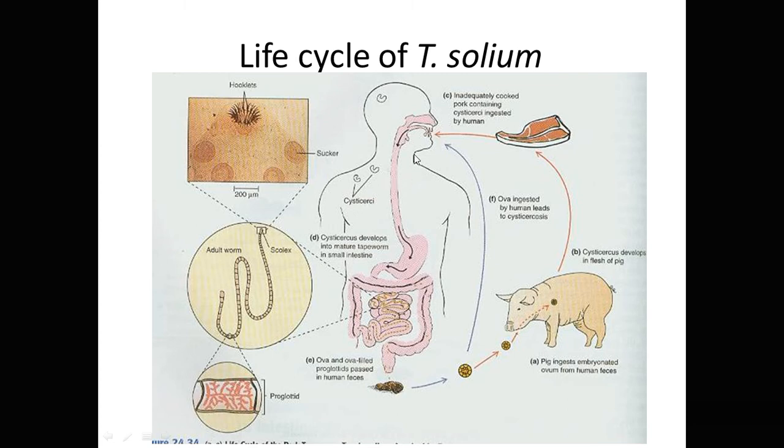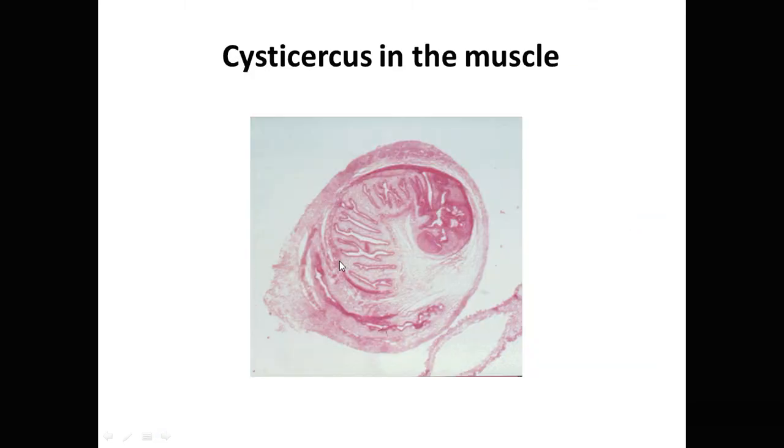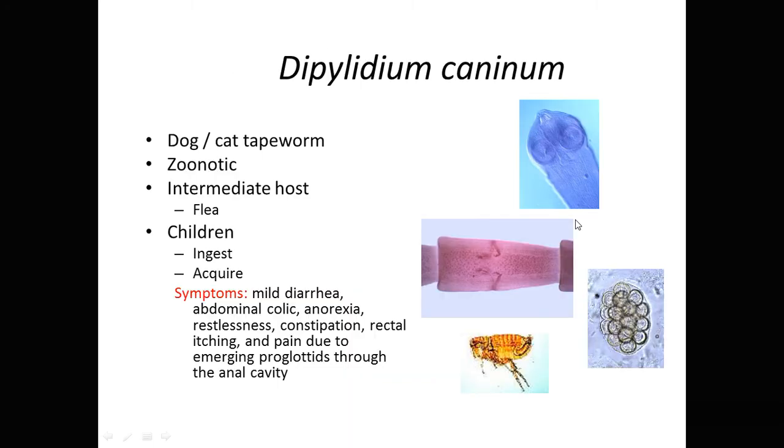But if the human ingests a contaminated egg, the larva develops from the egg, and it can get stuck in the brain and in different tissues. And the disease is cysticercosis. This is cysticercosis in the muscle, the larva of the tapeworms.